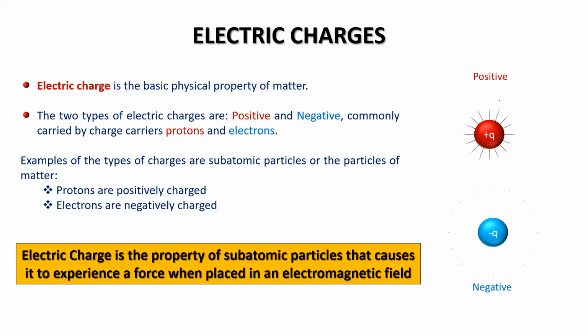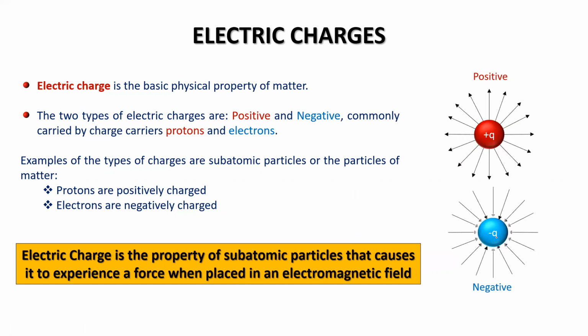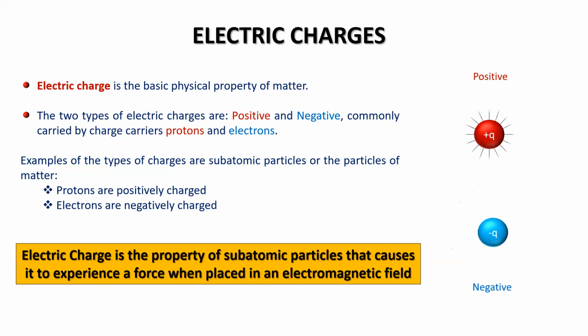So the electric lines of force come out from the positive charge, and the electric lines of force go towards the negative charge. I have clearly explained that in this diagram, you can see. Right, this electric charge is a property of the subatomic particle that causes it to experience a force when it is placed in an electromagnetic field.